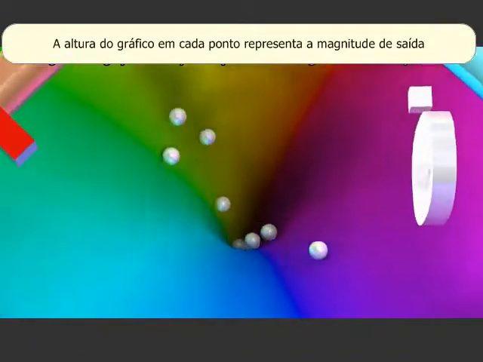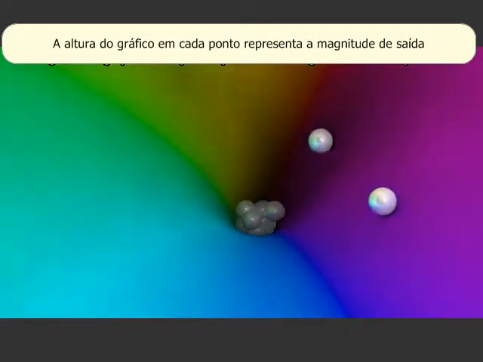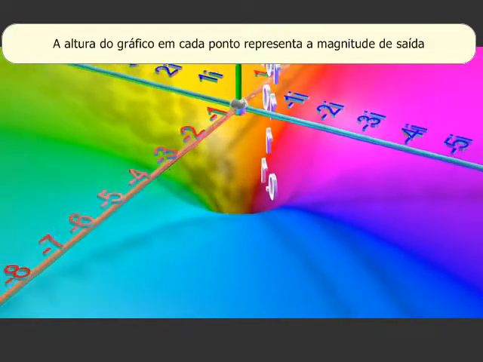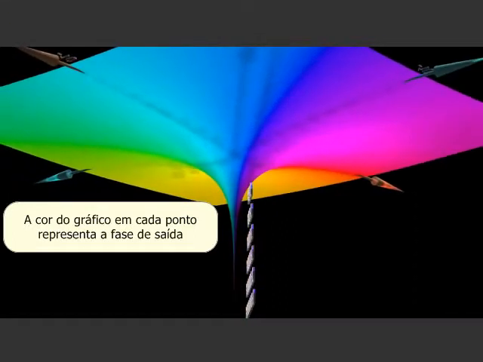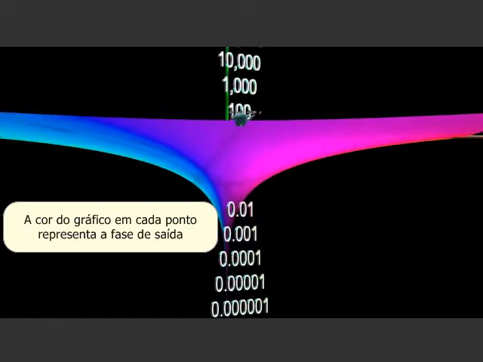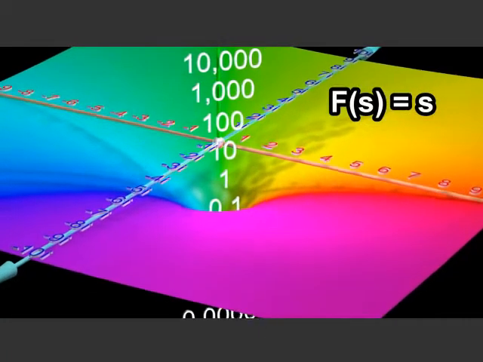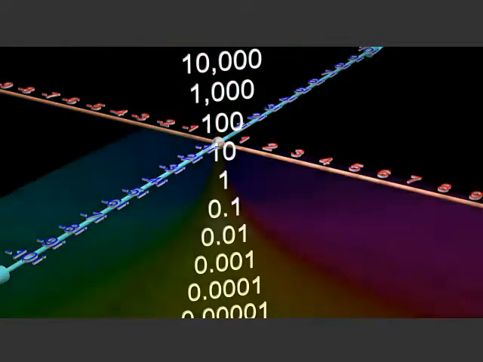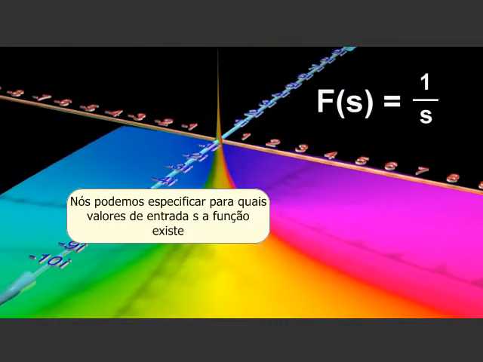The height of the graph at each point represents the magnitude of the output. The color of the graph at each point represents the phase of the output. This is the function where the output is exactly equal to the input, s. This is the function where the output is equal to 1 divided by the input.